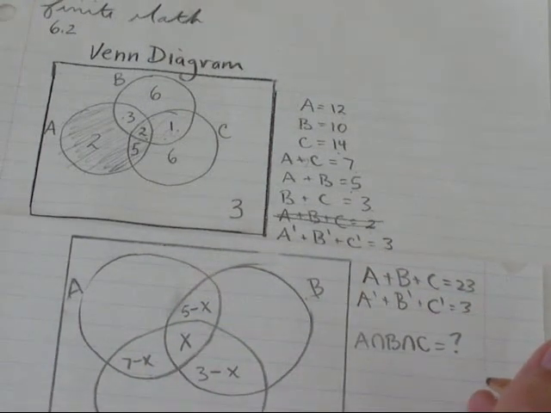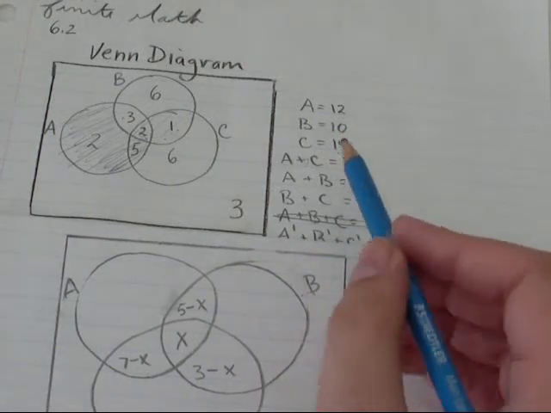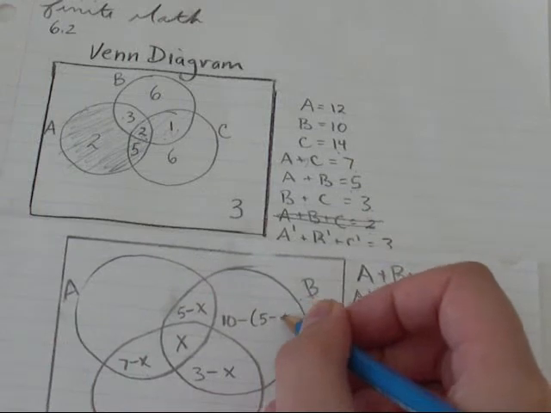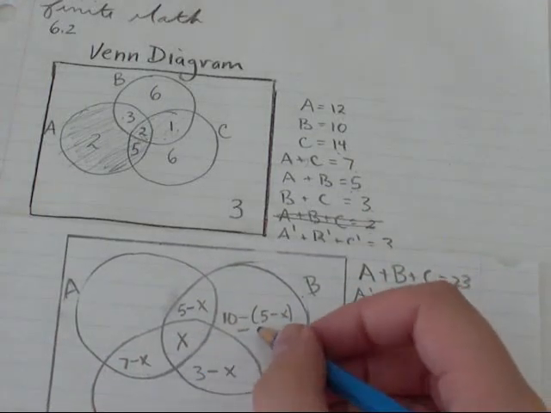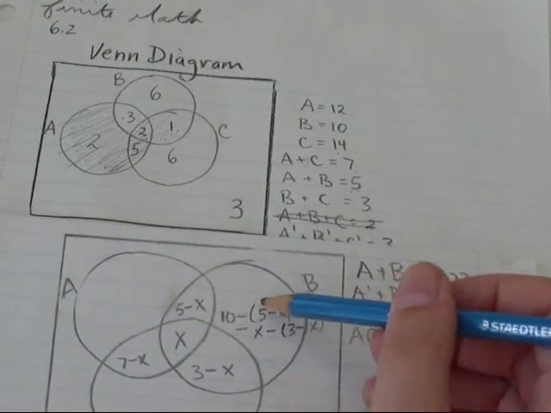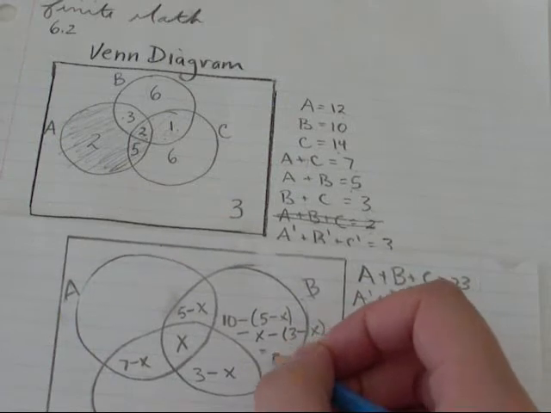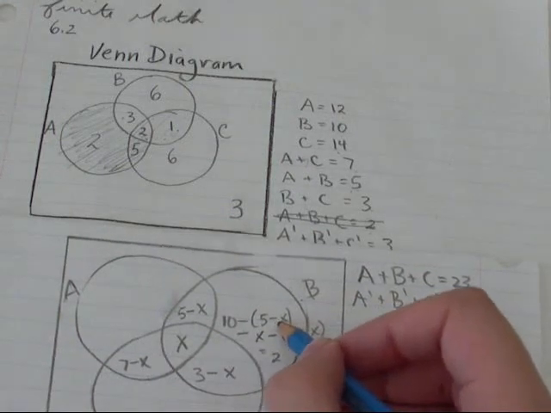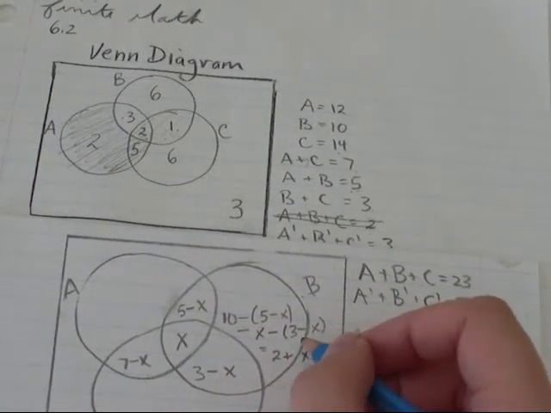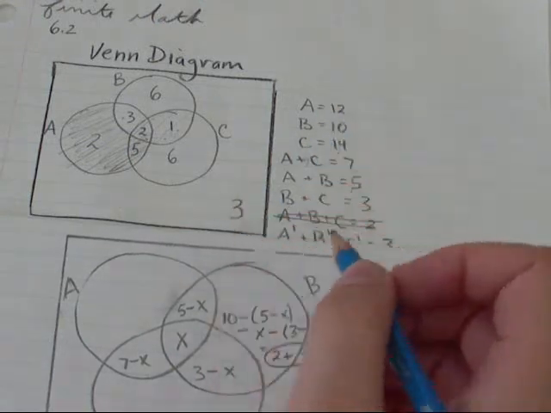Now to find what's happening in B, I'm going to take B equals 10. So I've got 10 minus (5 minus X) minus X minus (3 minus X). So 10 minus 5 minus 3 gives me 2. And then the negative affects the negative X, so that's plus X minus X plus X, so 2 plus X. I'm just going to circle that. That's what equals B.